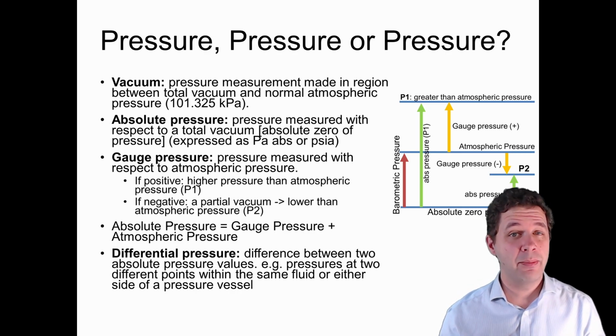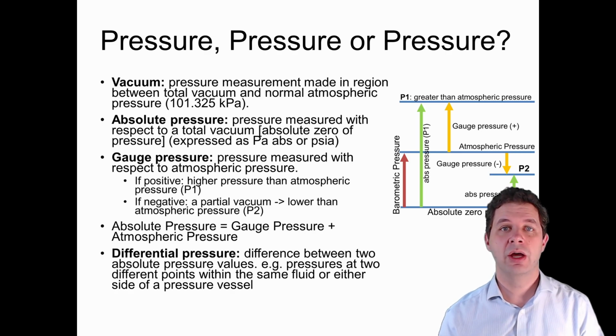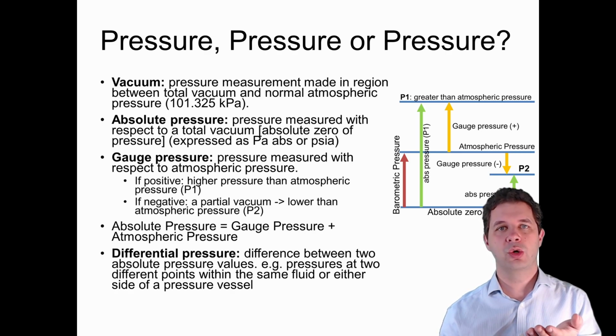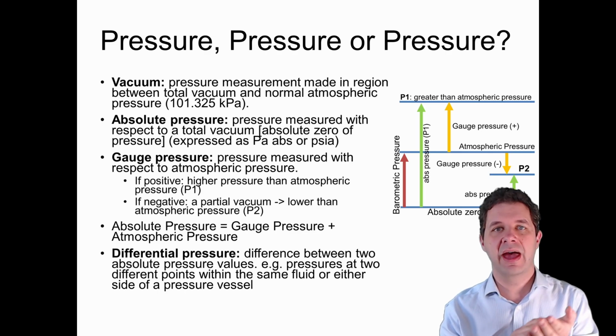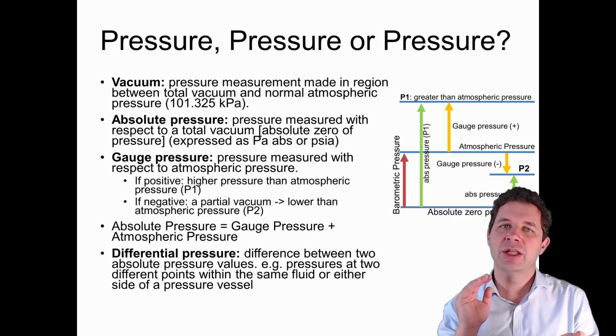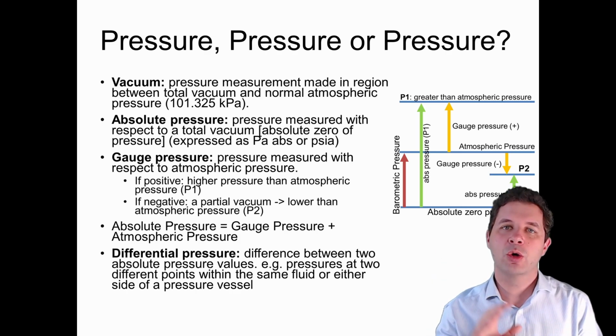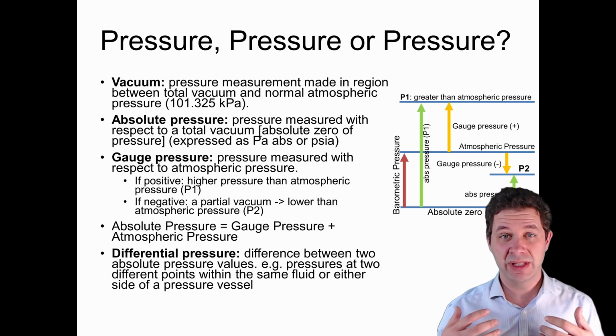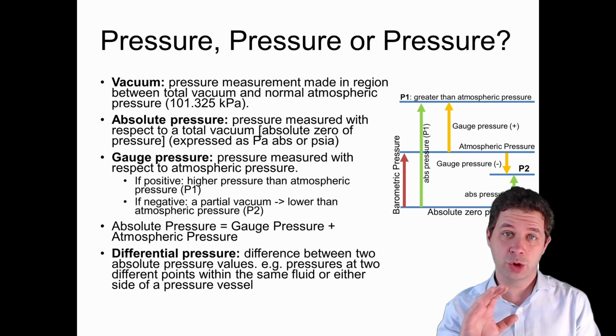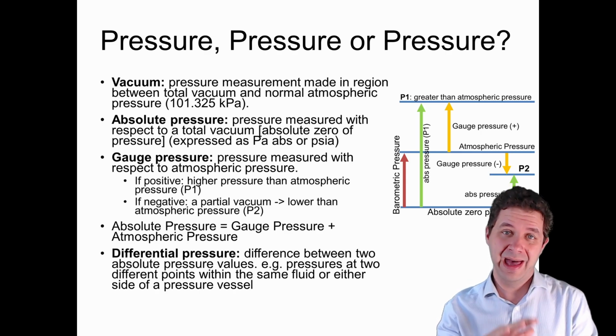Then we have our absolute pressure, and our absolute pressure we measure with reference to total vacuum. So we say, okay, what's our pressure compared to what a total vacuum would be? And you can see in this diagram above, our green lines there, which are our measurements of absolute pressure with reference to that total vacuum value at the base there.